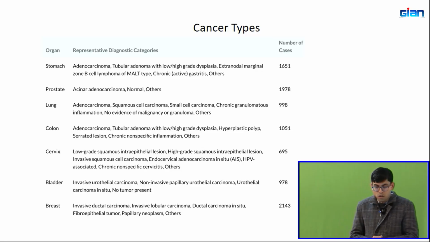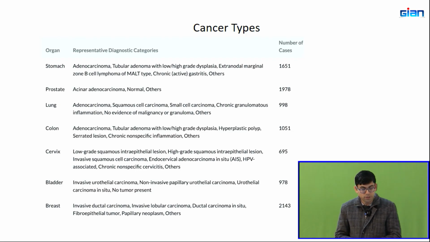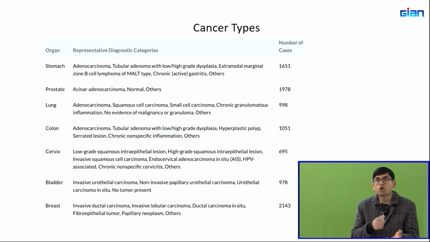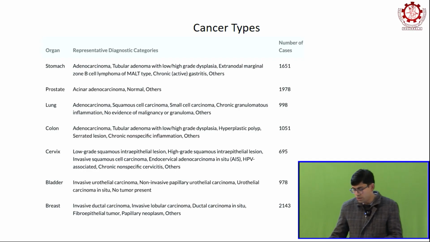And this data set is again public. You can always use this data set. So you have the different organs: stomach, prostate, lung, colon, cervix, bladder, and breast. These are the number of cases. And for different organs, you had different diagnostic categories as well. And the goal was to classify the tissue into these diagnostic categories. So you needed to classify what organ it was, what was the diagnosis, and something else. I'll look at that in the next slide.